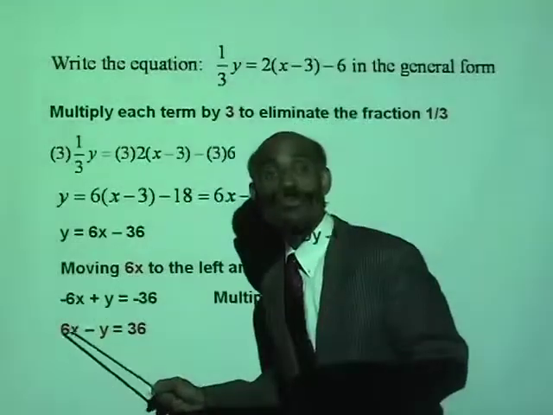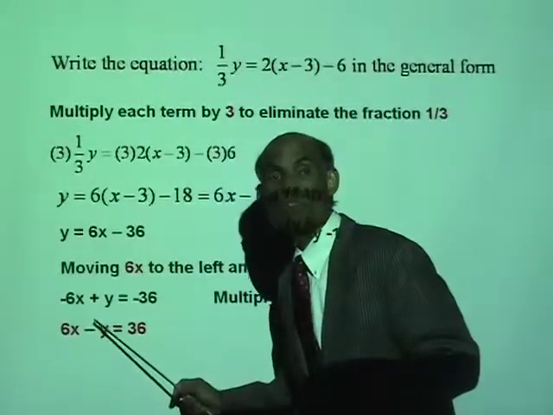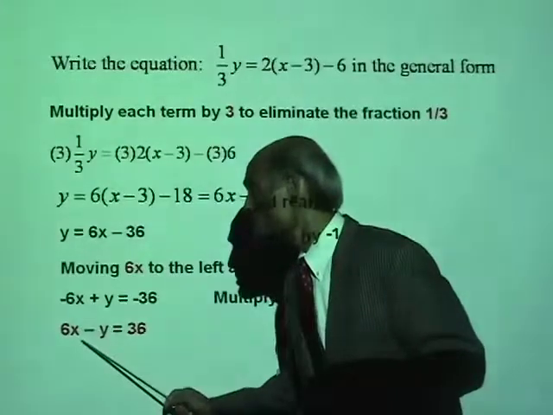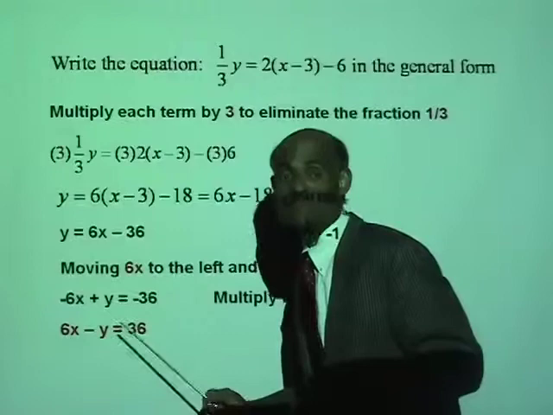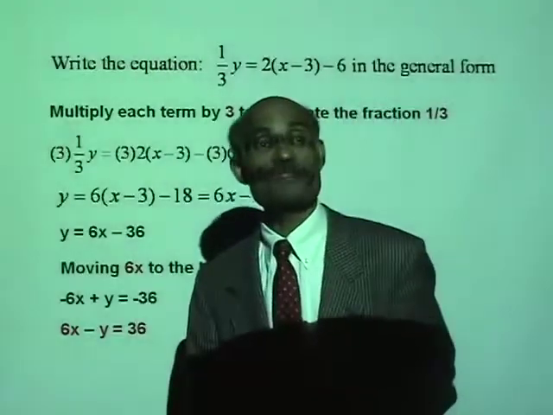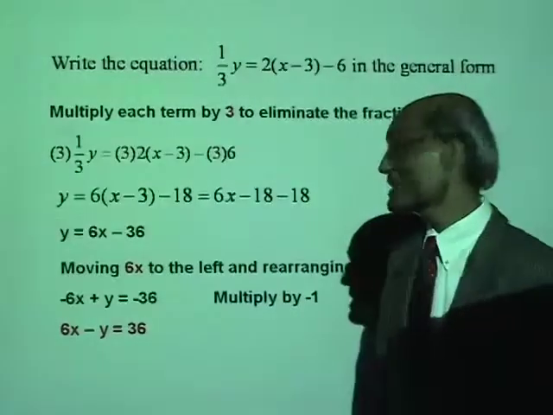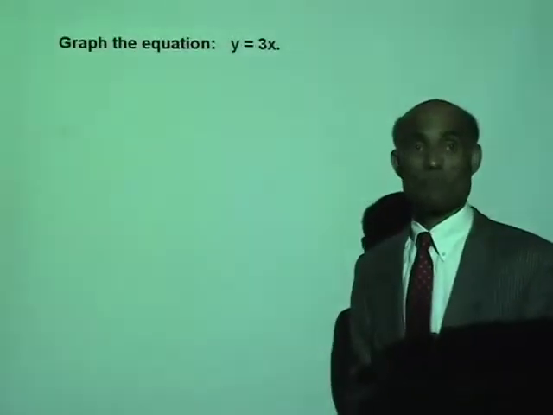What is the value of a? a equal to 6. What is the value of b? b equal to negative 1. And what is the value of c? 36. So we have 6x minus y equal to 36 is the general form of the equation.